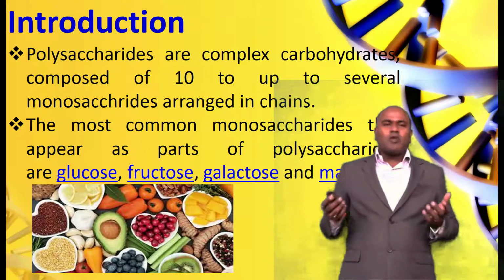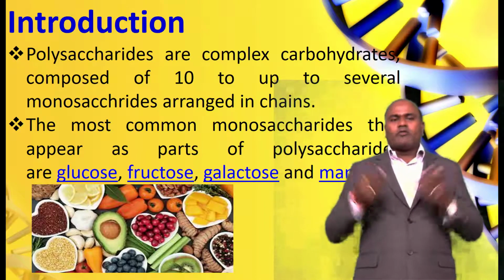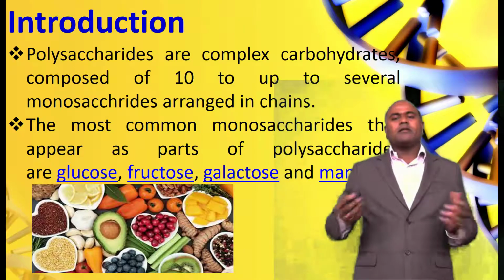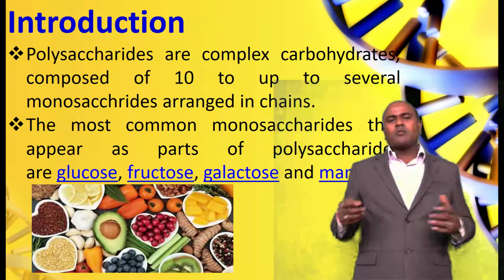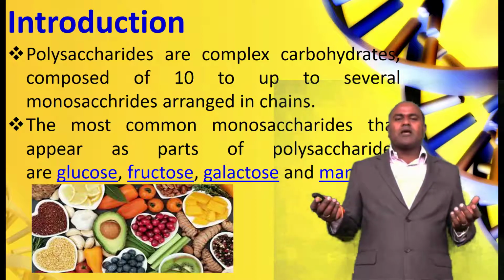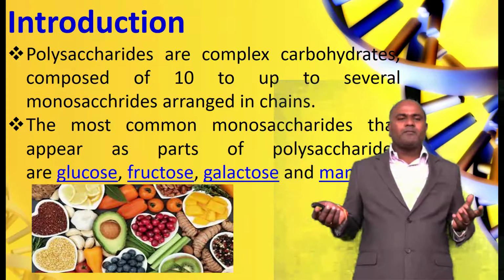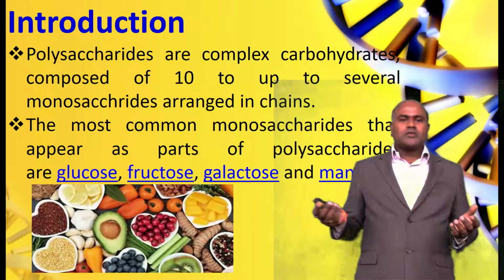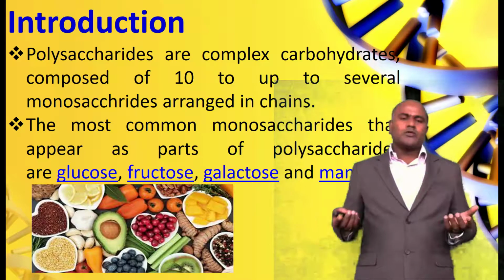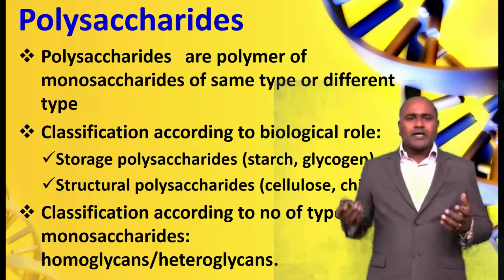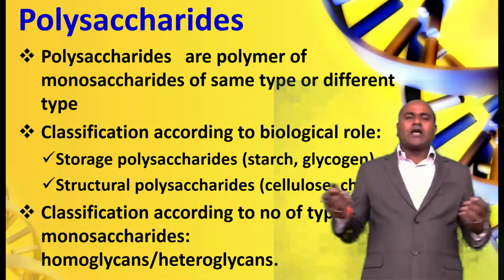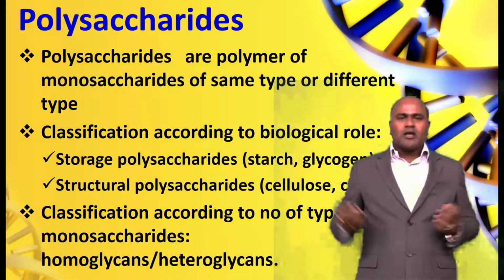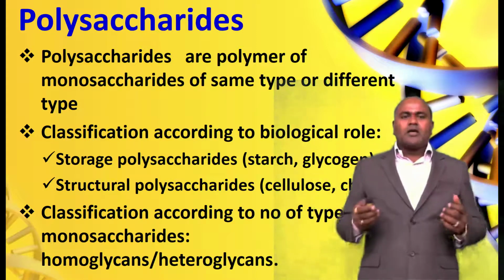Polysaccharides are complex carbohydrates composed of several sugar units arranged in straight chains and branched chains. The monosaccharides that appear as parts of polysaccharides are mostly glucose, fructose, galactose and mannose. Polysaccharides are polymers of monosaccharides. They form polymers, branched chain or straight chain, of the same type or different types.